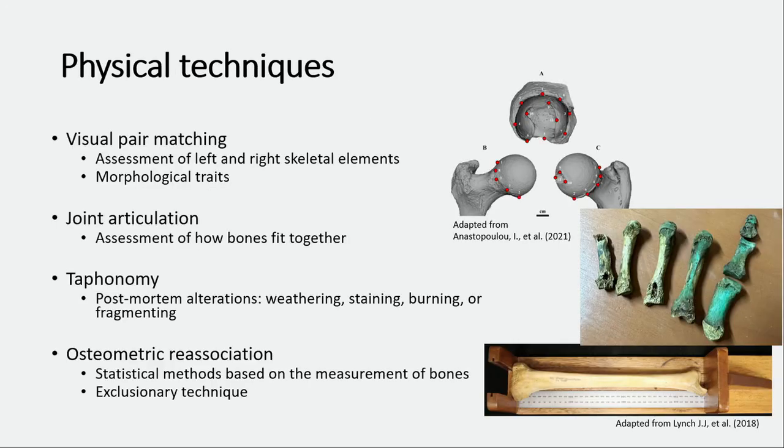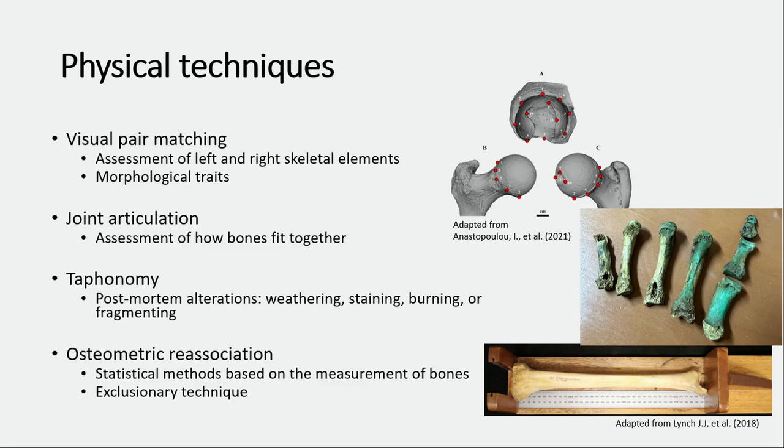So the techniques that are used usually are physical. So there is visual pair matching, left-right skeletal remains, skeletal elements. You can have morphological traits. You can also have joint articulation. So two bones, if they fit together and that makes sense, you're going to put them together. Anything about alterations in taphonomy, but also more quantitative.